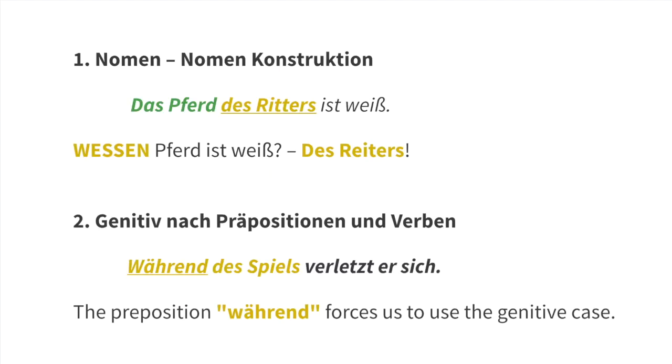Good, the second one is the genitive after prepositions and verbs. Here in this example, während des Spiels verletzt er sich. So during the game, he injured himself. Okay, the preposition während forces us to use the genitive case, as do also genitive verbs. Now let's see a special feature of the genitive case. We're gonna look at some genitive prepositions later.